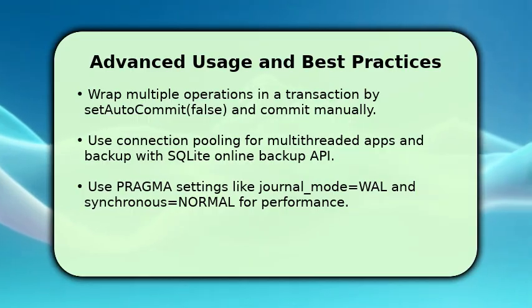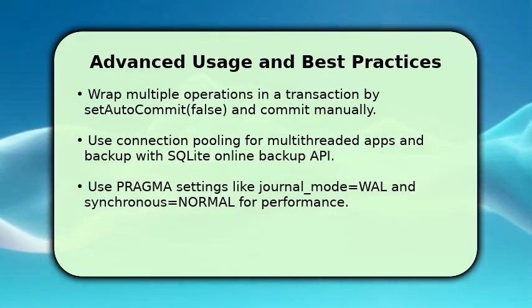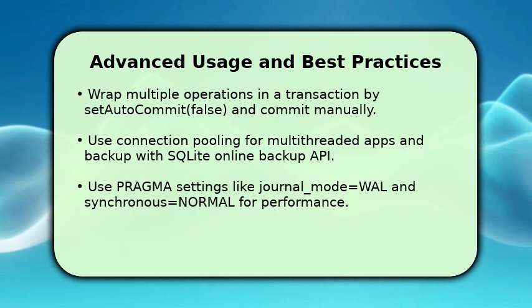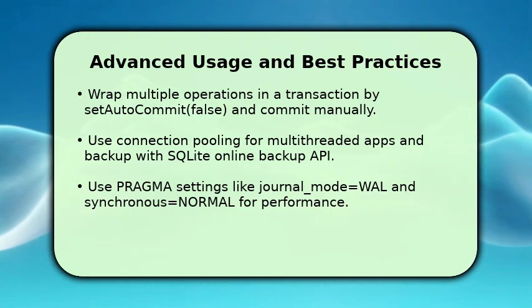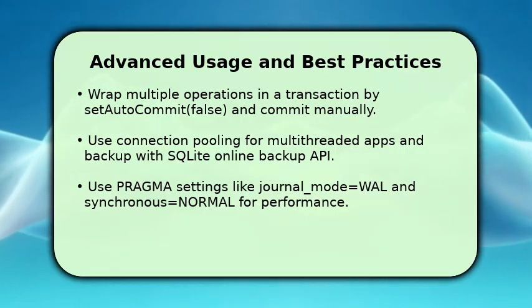For concurrent access, enable WAL with PRAGMA journal_mode=WAL and consider synchronous=NORMAL for better write performance. Use a lightweight connection pool for multi-threaded servers and schedule offline backups or use the SQLite Online Backup API for live copies. Log SQL exceptions and include retries for transient errors.